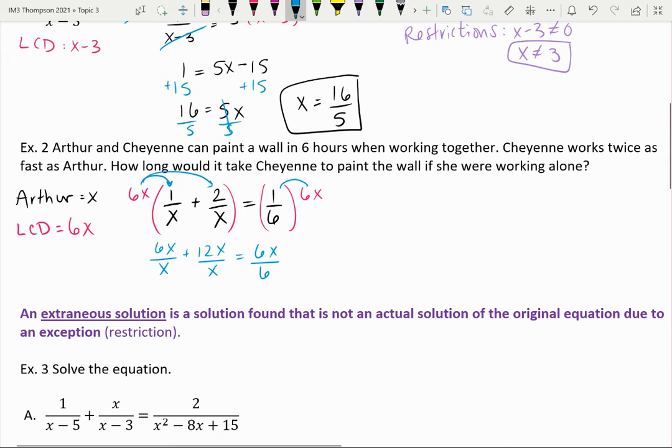Now you could multiply and simplify at the same time. I'm just trying to go slow for the first one. And then when I take a closer look at those fractions, I have 6x over x. Oh, the x's cancel. 12x over x. Oh, the x's cancel. Remember, when I multiply everything by the LCD, all the fractions should cancel. I should have no denominators left. 6 divided by 6 cancels. So what am I left with? 6 plus 12 equals x.